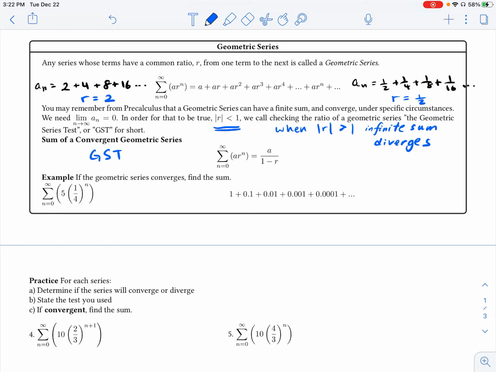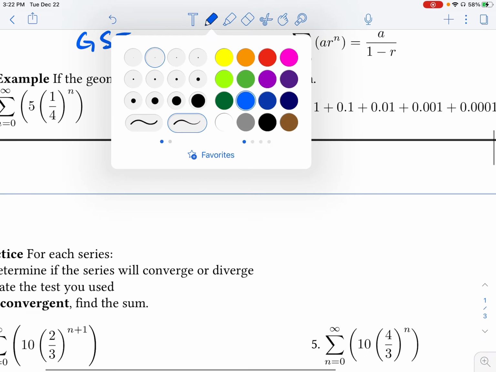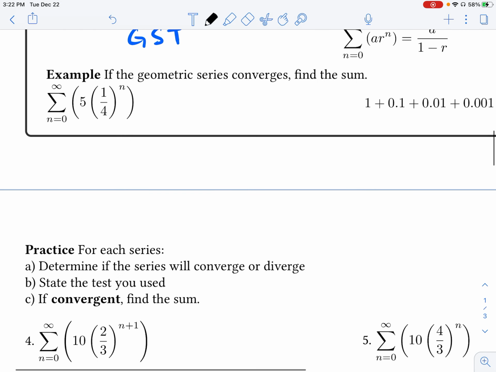So let's look at a couple of examples, and then we'll deal with a couple of other practice problems. So let's look at the first one. First one is written in sigma notation. Well, here at first glance, you might be tempted to write out all of the terms, but if you think back to your pre-calc days with geometric series, you know that your common ratio is what you are raising to the power of n. So this here is your common ratio. So R is equal to 1/4.